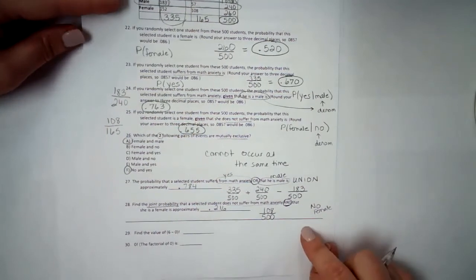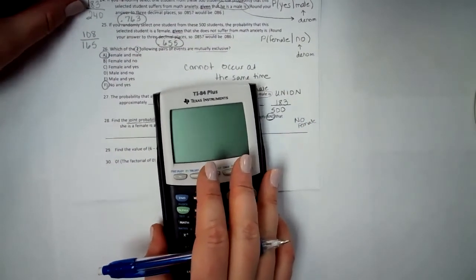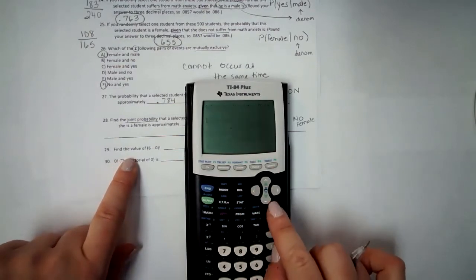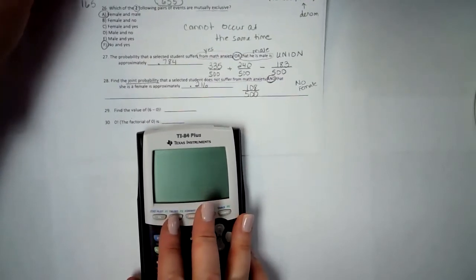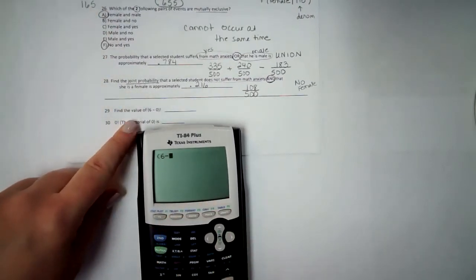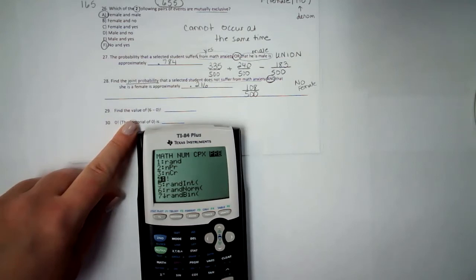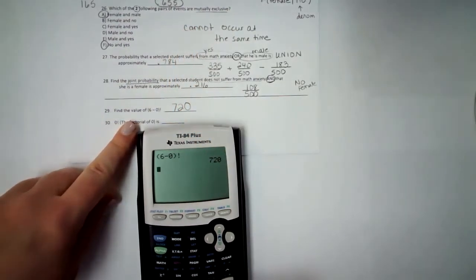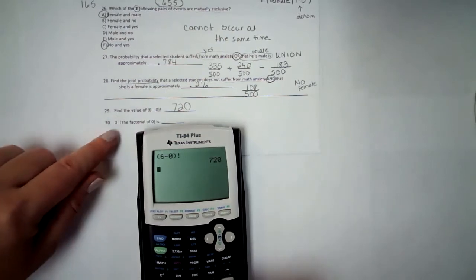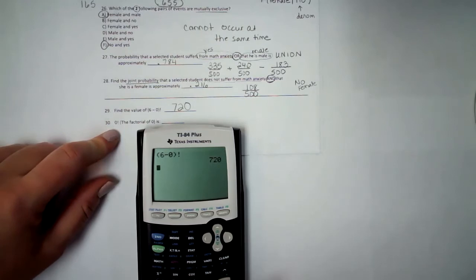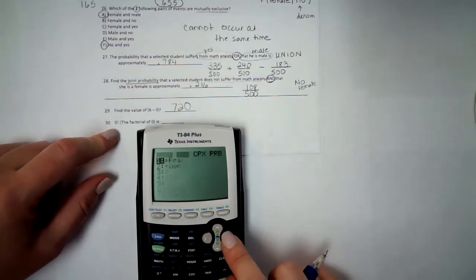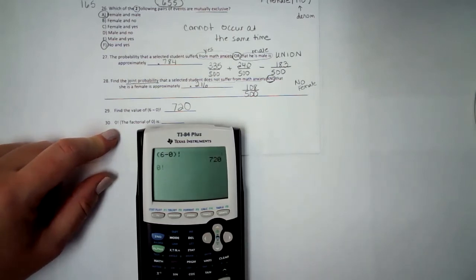All right, so now let's do some calculator work. Now we want some factorials. So 29 wants us to find the value of, let's see if I can move this a little better, parentheses. Now I can do 6 minus 0, or I can just put the whole thing in my calculator. But I do want a factorial. So remember, that's math, scooch, scooch, scooch to probability. And we're going to come down here to the exclamation point. That's your factorial. We hit enter, and we get 720. That's our answer. Number 30 is 0 factorial. Now, a lot of you already know the answer to that, but if you're not sure, put it in your calculator. We'll put in 0, math, scooch, scooch, scooch, exclamation point, and my answer is 1.